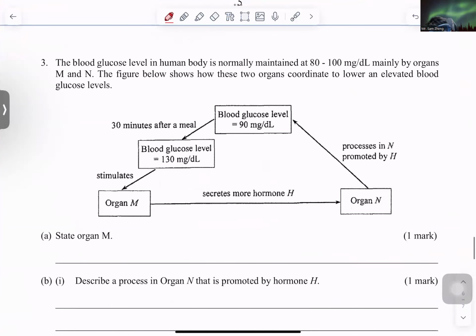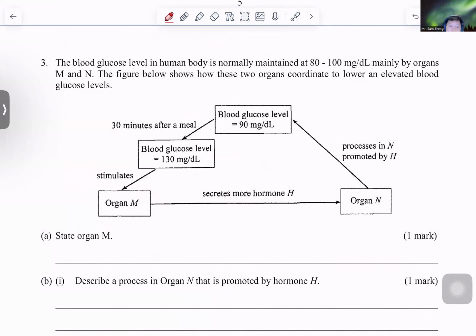Next, we can see that the organ M, for question number 3, for the normal level, it will be 80 to 100 mg, and mainly regulated by two types of organs, organ M and also organ N. So the figure below shows two organs, how they coordinate to lower an elevated blood glucose level.